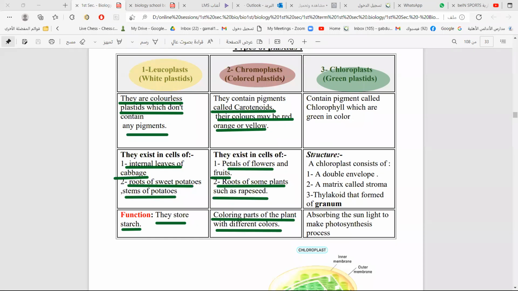The third type of plastids is the green plastids, or chloroplasts, which contain a green pigment called chlorophyll. Their function is absorbing light to carry out the photosynthesis process. The chloroplast has a double envelope, a stroma, and thylakoids, also called grana. This is the chloroplast.